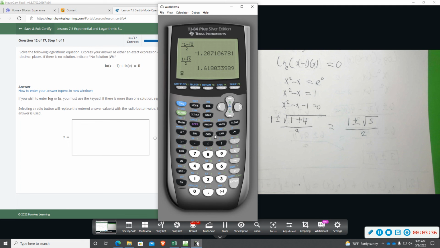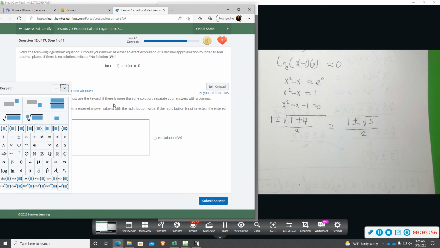So if I do second enter and I subtract, it probably will not work. And that one does not work because it's negative. So only the plus, positive 1, will work. So we'll do 1 plus square root of 5 all over 2.